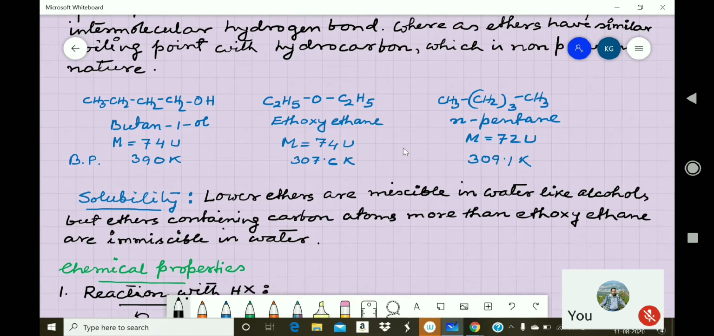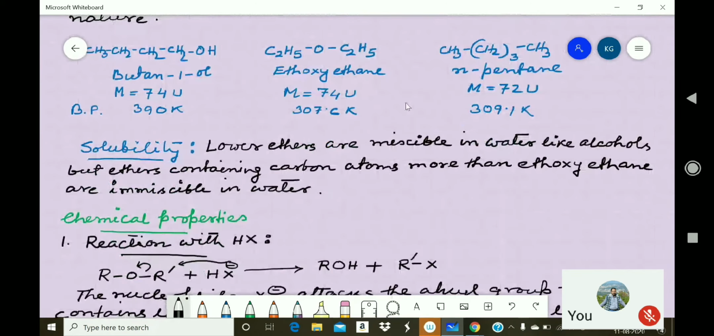And in case of solubility, like alcohol, lower alcohols are soluble in water. Likewise, ethers of lower carbon content are soluble in water. But it is found that ether having more carbon than ethoxyethane is not miscible in water.